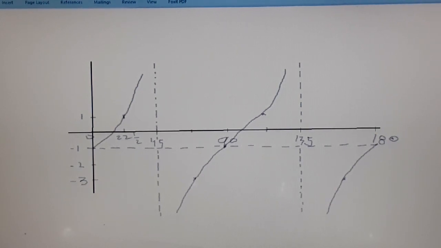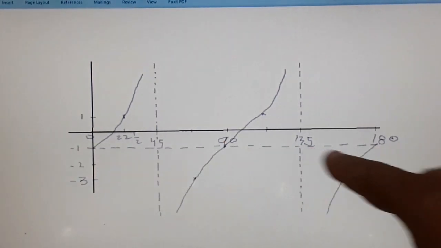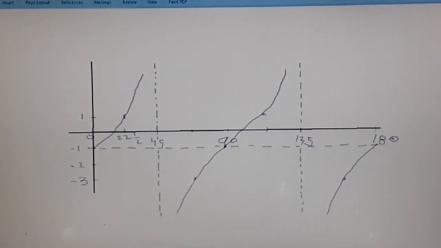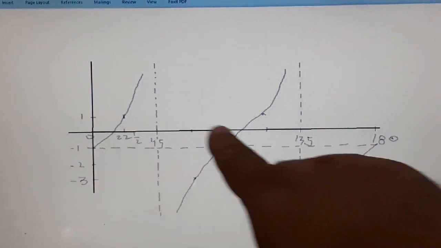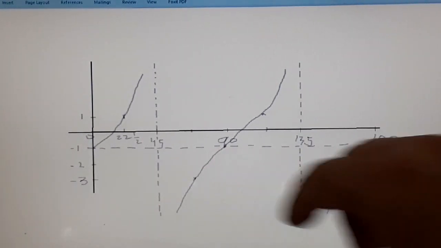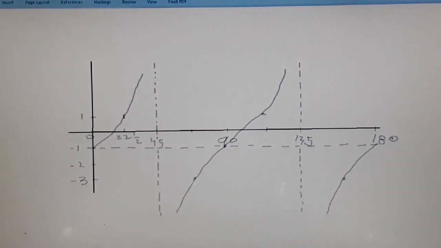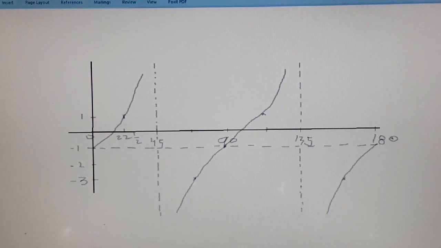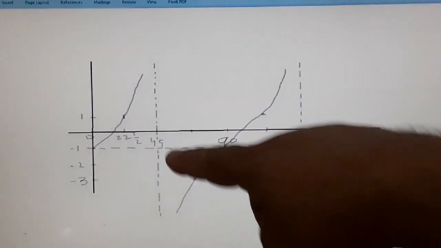The domain of this example is 0 to 180. So we will take the horizontal axis. This is 0 and this is 180, and we will divide this whole length into 4 equal parts. Half of 0 to 180 is 90, half of 0 to 90 is 45, and similarly half of 90 to 180 is 135. As we calculated that the period of tan 2x is 90, for 0 to 90 we will take its half, which is 45.